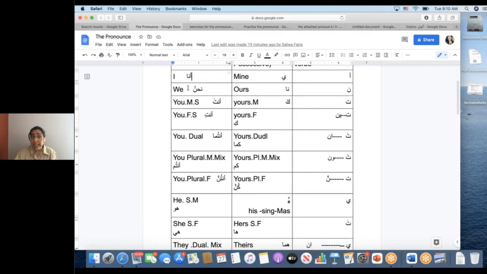With we, نحن, to make it we are doing, you're gonna have noon at the beginning. So I'm stealing this noon from نحن and adding it at the beginning of the verb to make it we are doing. And to make it ours, again, the noon comes here with noon alif.